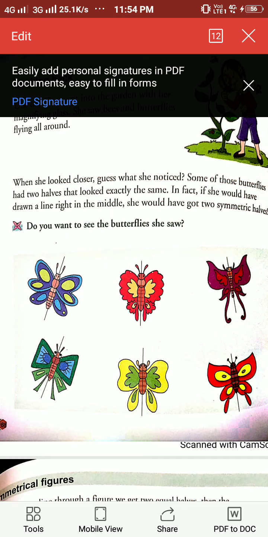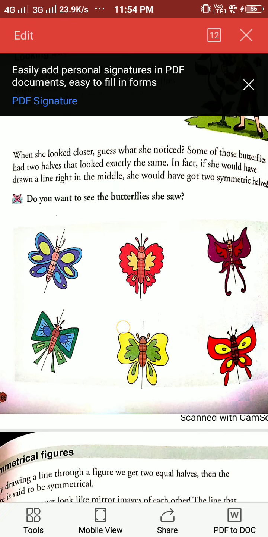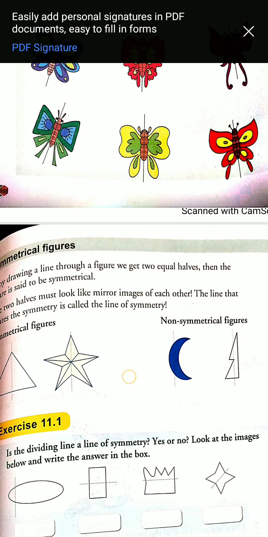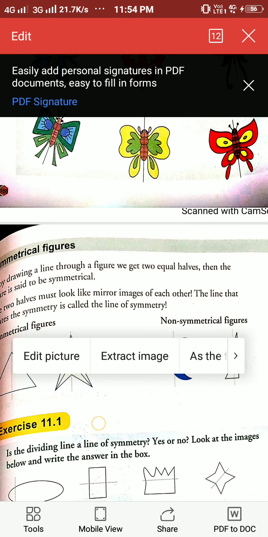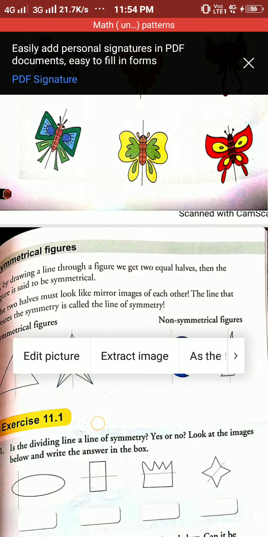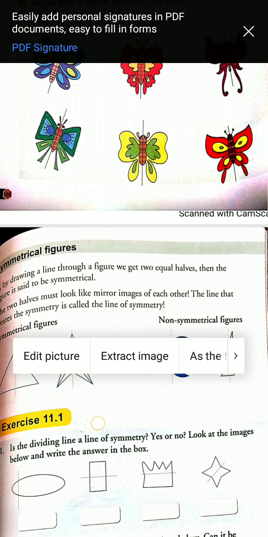Okay. Then what is symmetry? Students, symmetry means drawing any line through the figure so that we get two equal halves. Recently I showed you a butterfly. If we divide it like this, then here is a green leaf, and here is also green. See the pattern in this one.